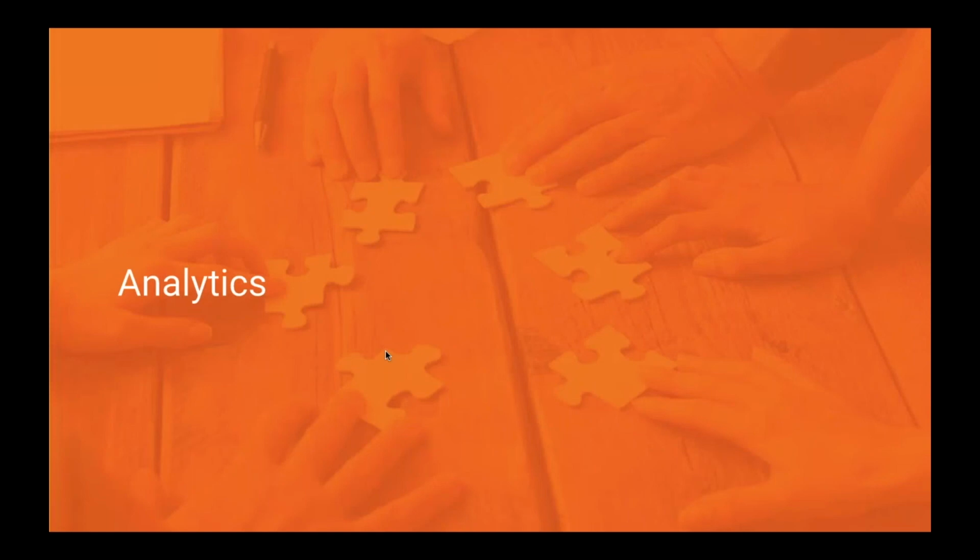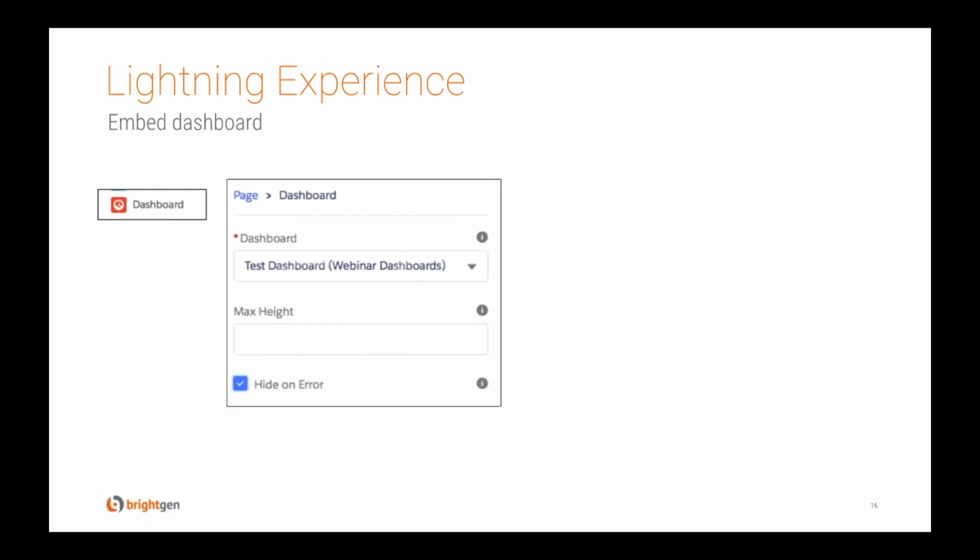Okay, next up, analytics. In the Lightning experience, you can now embed dashboards via the Lightning App Builder, just like you used to be able to do with Salesforce Classic and the homepage editor. When you're in the Lightning App Builder, you'll see a new dashboard component in the left-hand palette, as shown here. If you drag this onto a page, it'll then automatically display a form which allows you to choose which dashboard you want to embed.